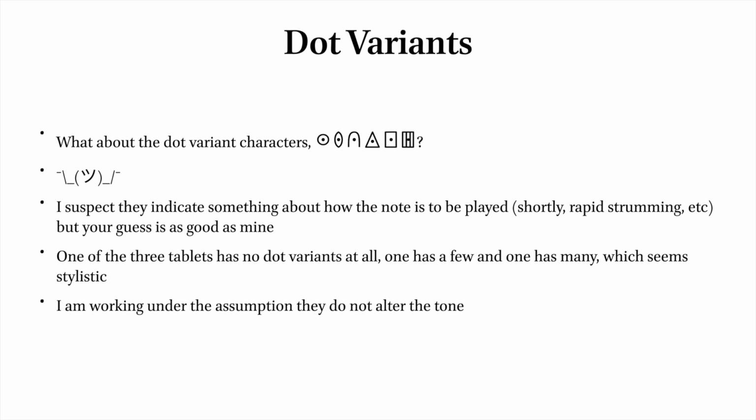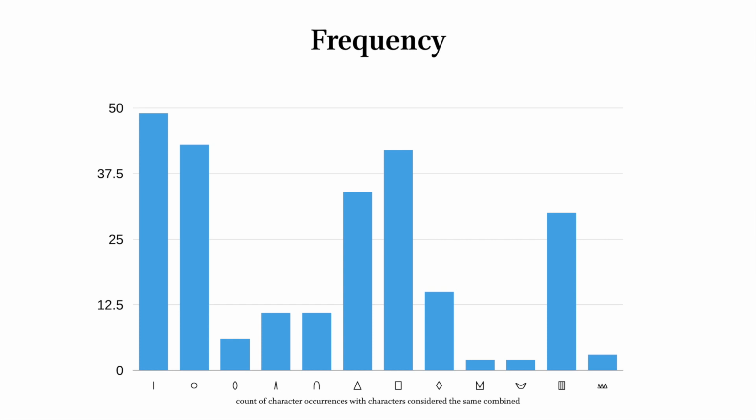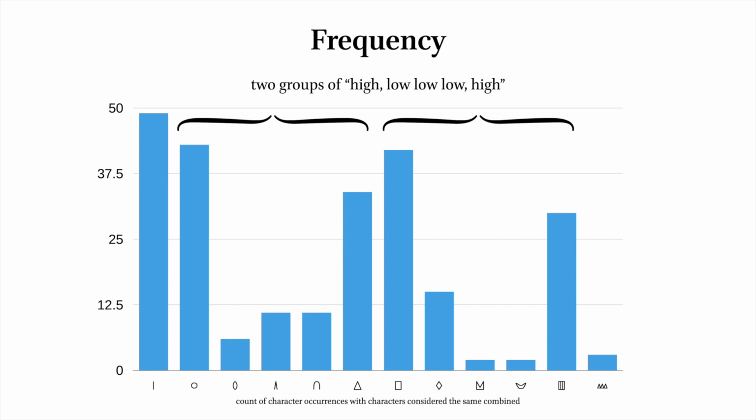Good news, I have charts. Here is a frequency chart of how many times each character appears, including the vertical stroke as a character, combining V and X, and combining dot variants with their base forms. As you can see, there's an actually pretty distinct pattern here of high, low, low, low, high, high, low, low, low, high.